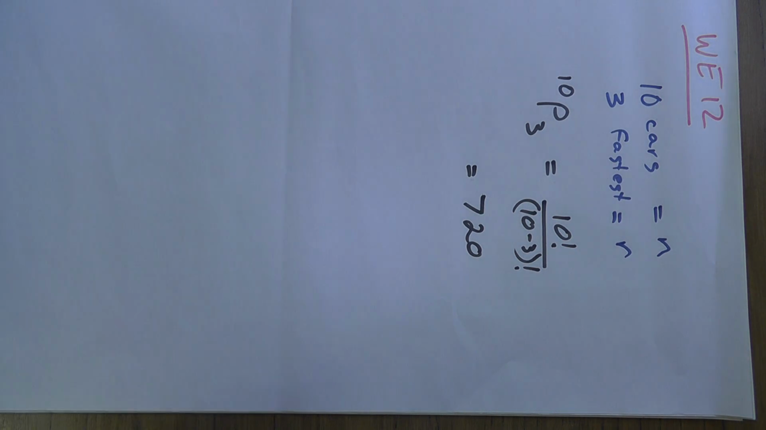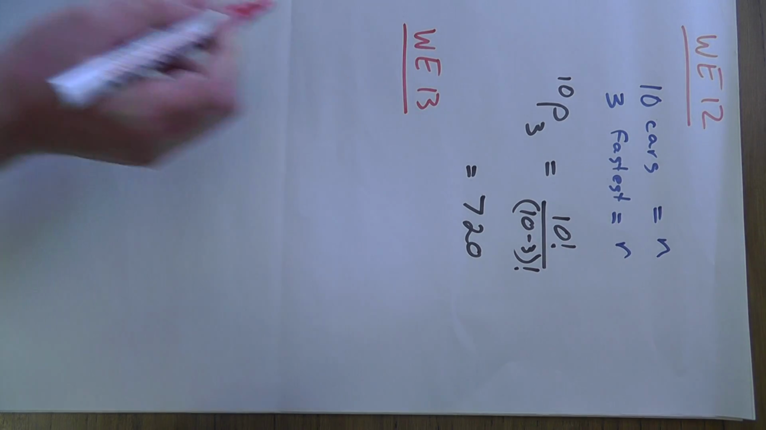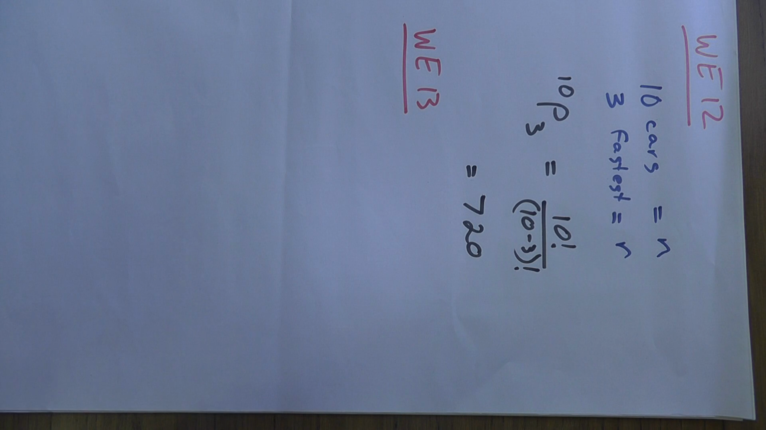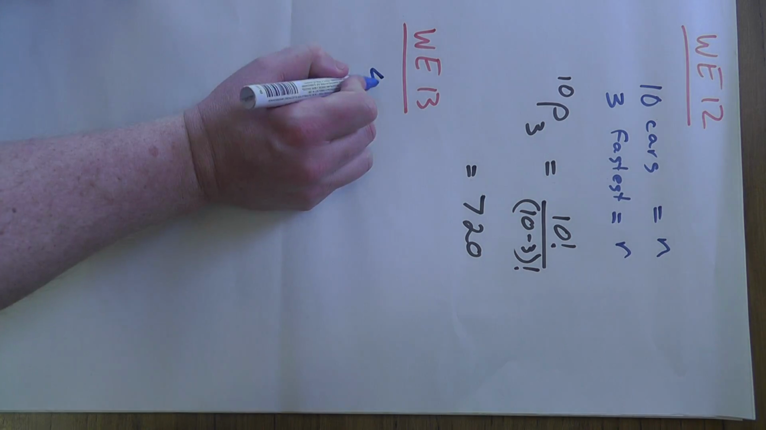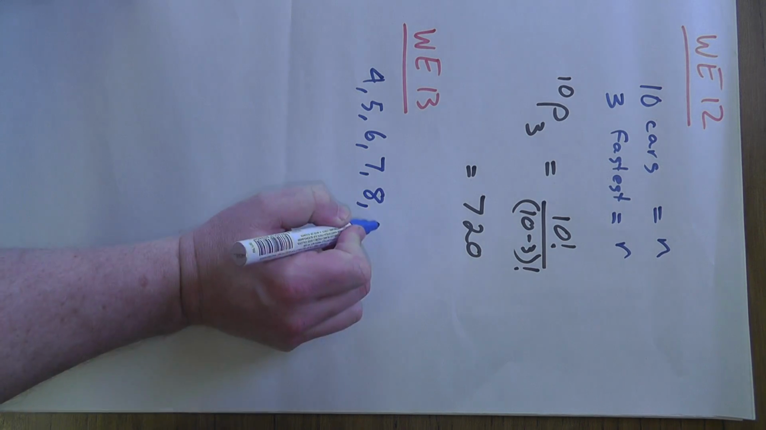Alright, let's have a look at the next one. Worked example 13. How many different numbers greater than 1000 can be formed using the digits 4, 5, 6, 7, 8 and 9 if a digit cannot be used more than once? So we can use 4, 5, 6, 7, 8, 9.